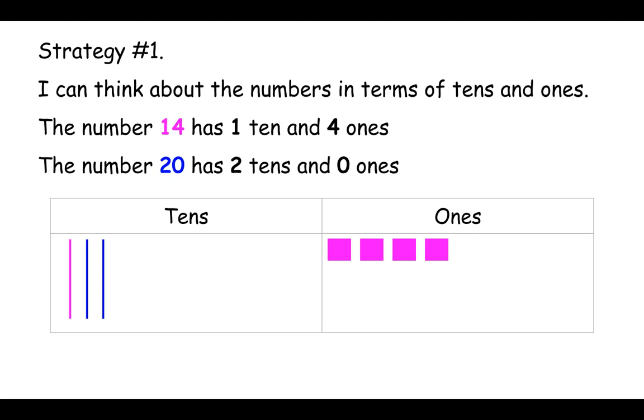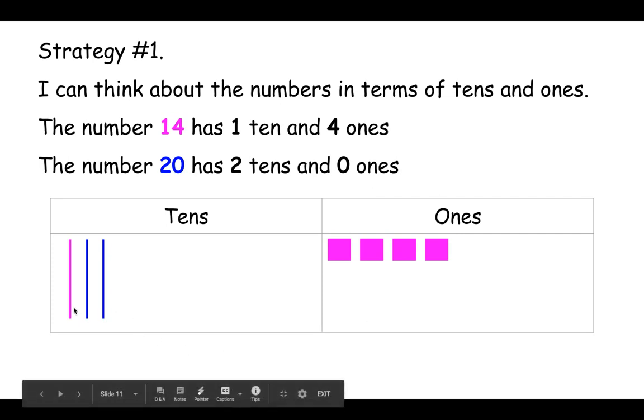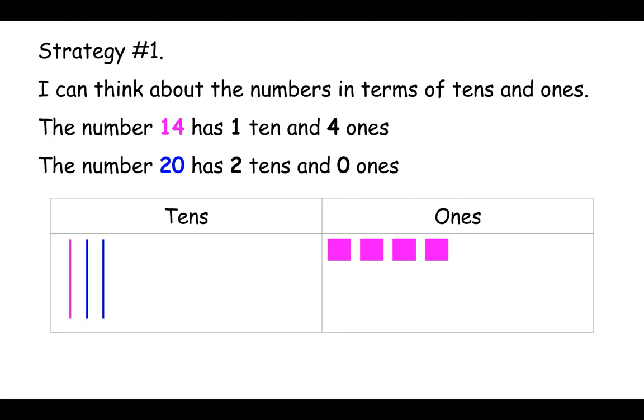So now that I have this drawing, I can do 2 things. I can count on, starting in the tens place. Count with me. We're going to count by tens first, and then we're going to count our ones. Let's count together in 3, 2, 1. 10, 20, 30, 31, 32, 33, 34. So if I add 14 and 20, I get 34.